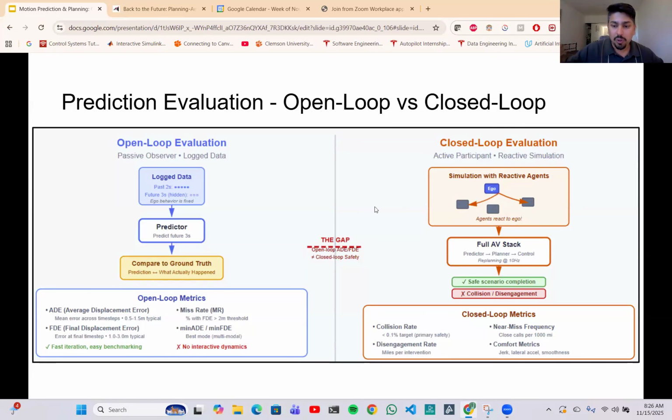You then want something like a closed loop system, which is much harder to compute, because then you're running the whole planning stack in this case, but you do get a more comprehensive idea of how your system is performing. So this is where we run the whole simulation, and then we check for things like, were we safe? Was the behavior appropriate? Did we have collisions? And we can compute other metrics like near misses and stuff like that, and even comfort. So those are some of the things.